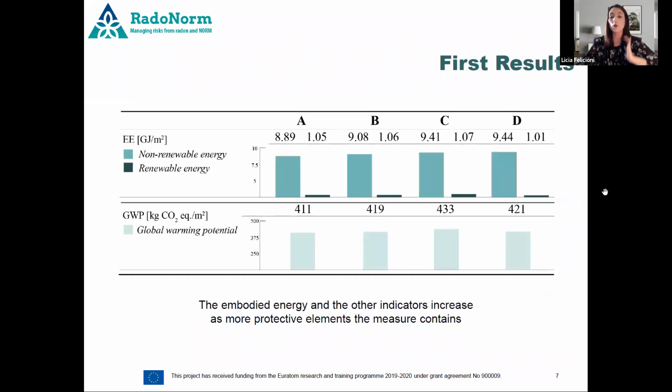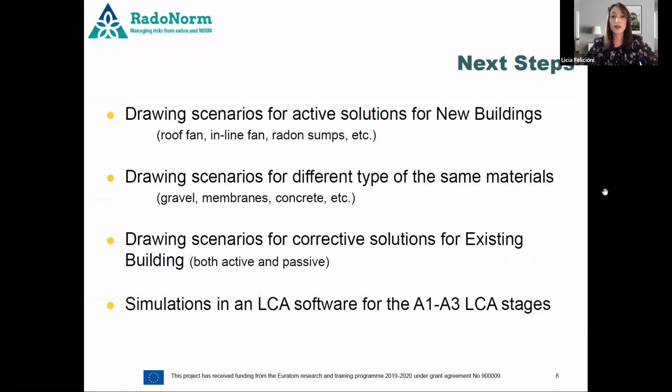So I wanted to show you some first results. As you can see here, we have analyzed the embodied energy, both non-renewable and renewable, and also carbon, the global warming potential. And from scenario A to scenario D, there is an increase of embodied impacts as more protective elements the measure contains. The next step in our research will be drawing scenarios for active solutions for new buildings.